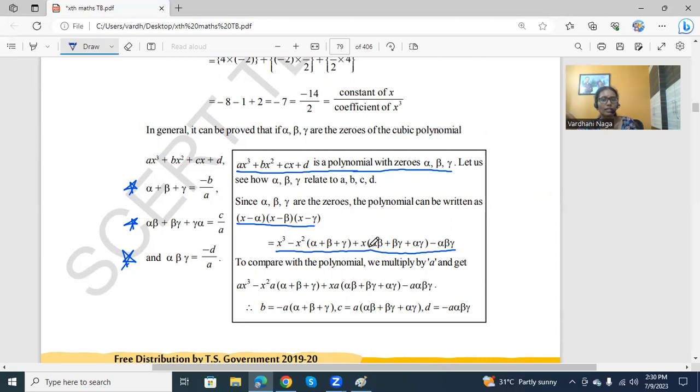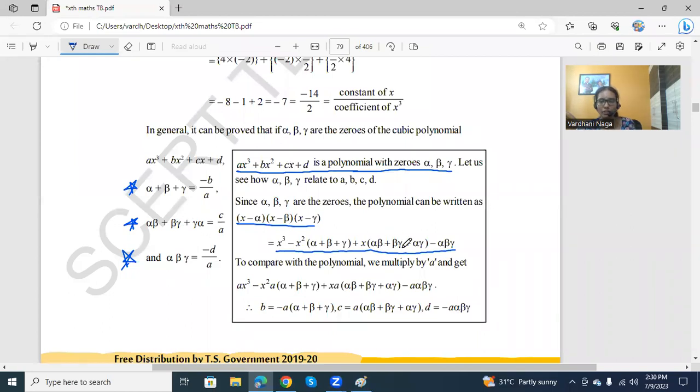Okay. So let's see the sum of the zeros. Alpha plus beta plus gamma is equal to minus b by a. These are the zeros and these are the coefficients. So this is the relation. When you are adding 3 zeros, the relation is minus b by a, that is, minus of the x square coefficient by the x cube coefficient.